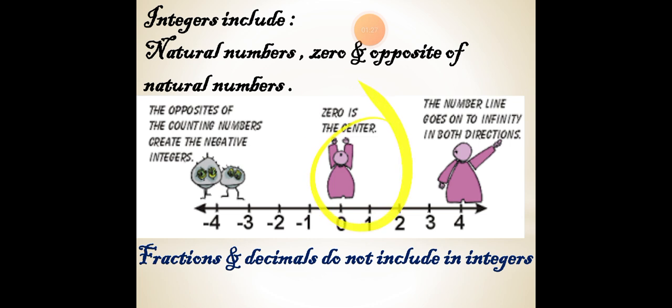So first of all, this is a number line. Here we represent the integers. In the very middle we are having the zero. Zero is at the center, and it's neither positive nor negative. It's not a negative number, nor is it the opposite of a natural number. So 0 is the center, and then on the right hand side we are having the natural numbers. The number line goes to infinity in both directions, and the opposite of counting numbers create the negative integers.